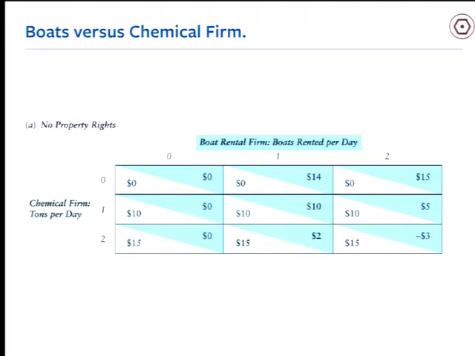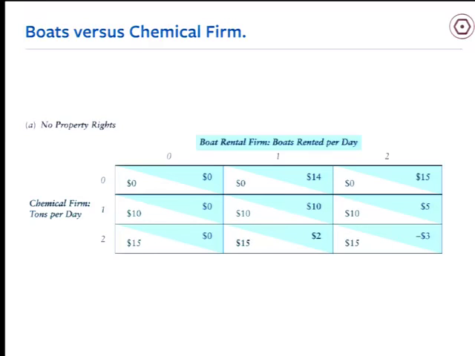Let's use another example. What if we have full-on pollution, 2 units of pollution, and 2 boats are rented? The boat company actually loses money, right? And the chemical company rakes in $15 worth of profits. So what we want to figure out is if these 2 firms are left alone, what would they produce? So sometimes, and this is the case here, you can actually figure this out. You can't always figure this out, but the way the payoffs are structured here, you can figure it out.